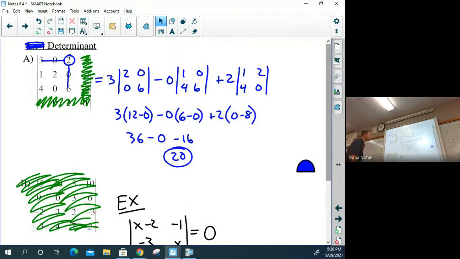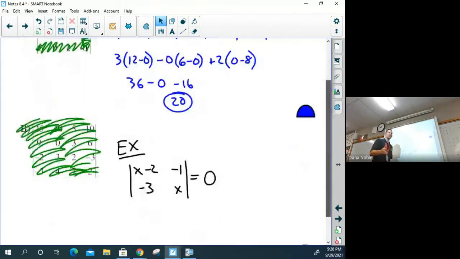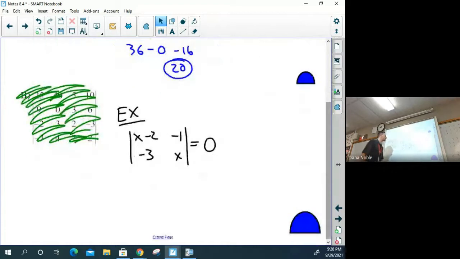Okay, lastly, not on your paper, but on my paper, I figured, you know what, why don't we do an application with a determinant since we're not actually going to compute a 4x4. So here's our example. Make sure you write this on your paper. I'll pause for a second to give you a chance to write it down.